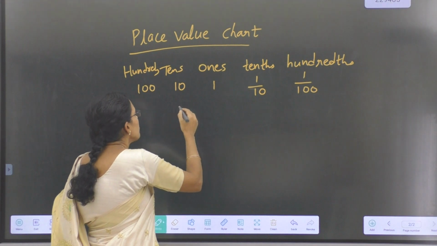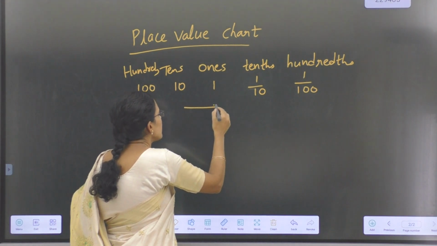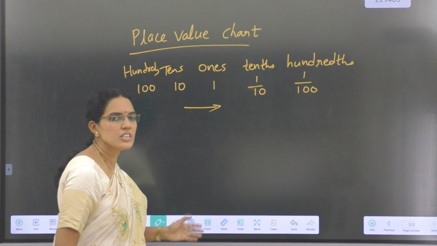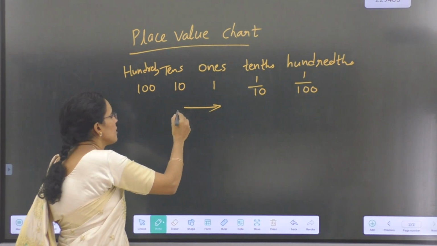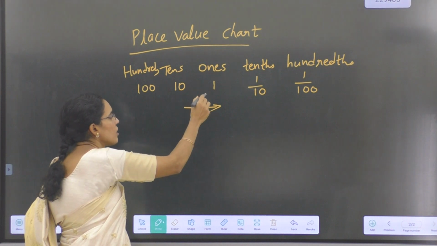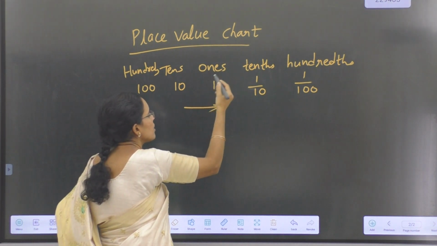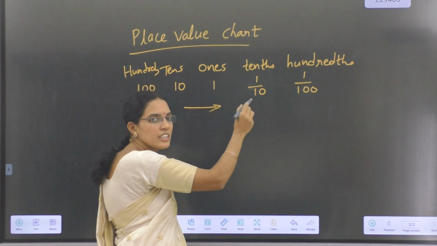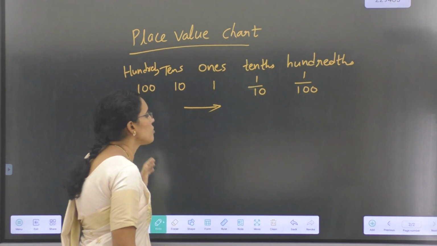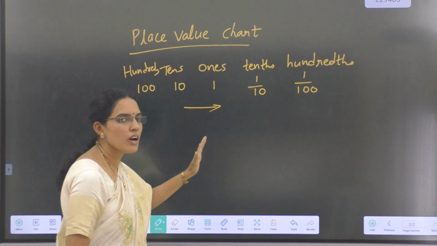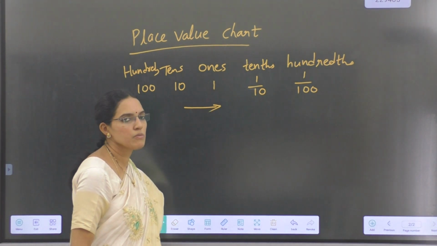If we move from left to right, place value decreases 10 times. 10 times smaller than 100 is 10. 10 times smaller than 10 is 1. Again 10 times smaller than 1 is 1 by 10. Further 10 times smaller than 1 by 10 is 1 by 100. As we move from left to right, place value decreases 10 times.